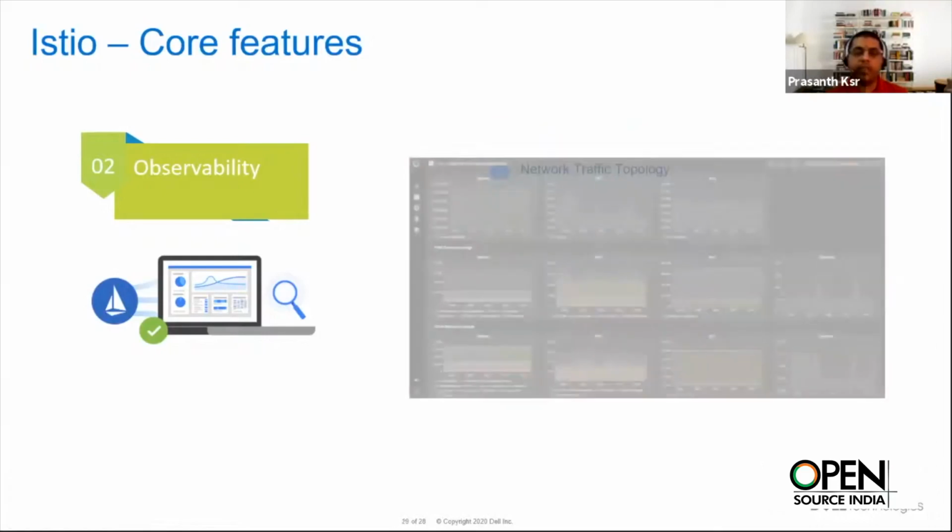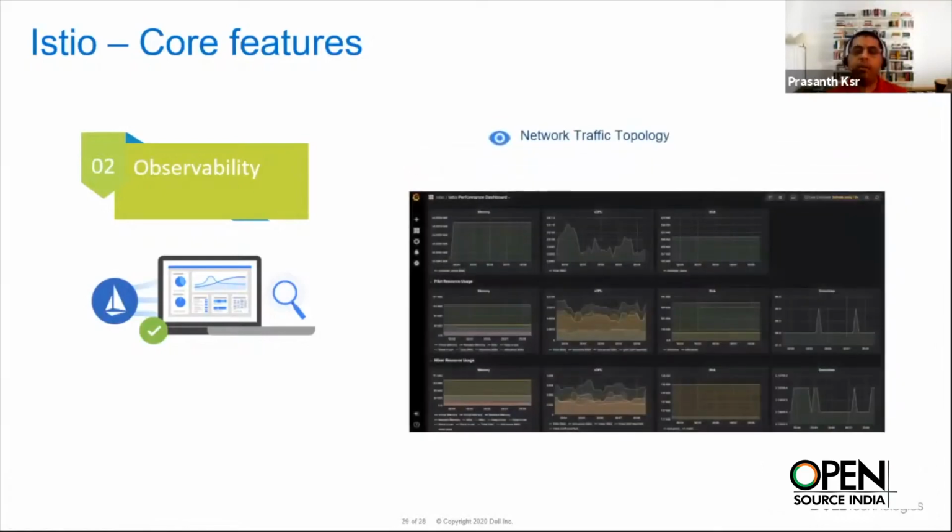And the second thing is Grafana, which is more of a graphical tool. It allows you to see the network traffic topology, how your memory is doing, how your CPU is doing, and what the different resource usages are over your service mesh.